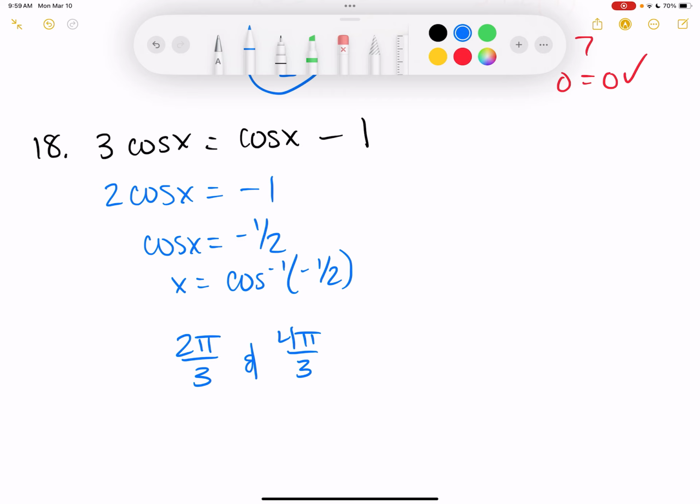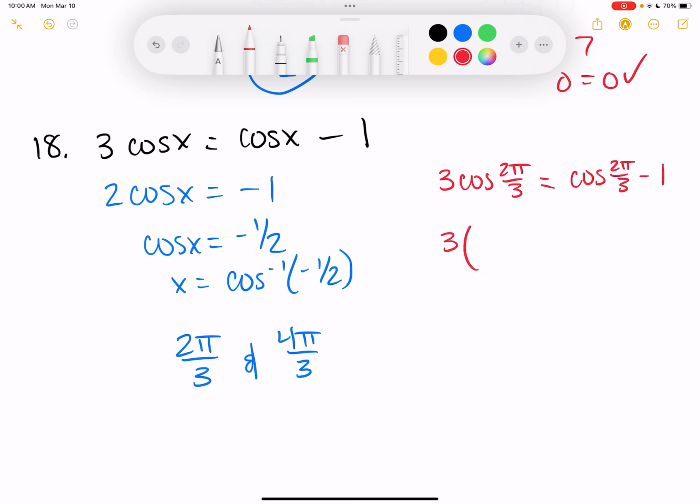Now, I have to plug them in. When I do that, just like when we were verifying the other day, we only touch the left side and we only touch the right side. We don't move things left to right. We have to leave it as it is. That can also be what makes it a false statement. So, 3 times the cosine of 2 pi over 3 equals the cosine of 2 pi over 3 minus 1. So 3 times the cosine of 2 pi over 3 is negative 1/2. So this gives me negative 3/2 is equal to negative 3/2. So that one's good.